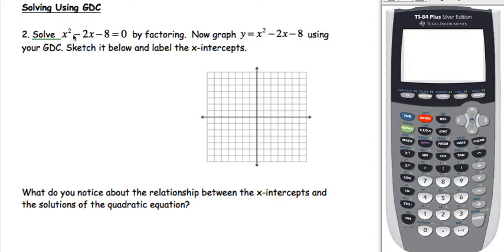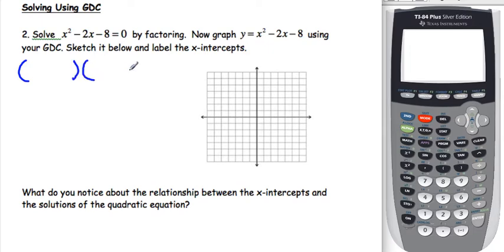Let's try first to solve this quadratic equation by factoring. And you know, when you try and factorize it, you will have x as the first term of these two brackets. And you need to find two numbers whose product is negative 8 and whose sum is negative 2. So then those numbers are negative 4 and positive 2.